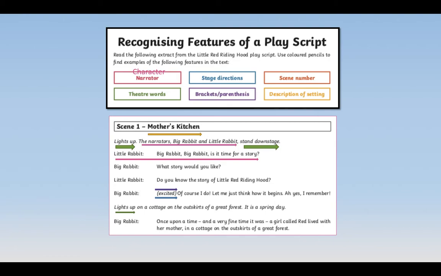Are there any other things here? Yes, we got lights up again. It's theatre words. So I use the green, and of course I have the yellowish colour. Description of setting: a cottage on the outskirts of a great forest. It is a spring day, so that helps the audience to know what's coming up, and it helps to explain what they are probably going to see on the stage.